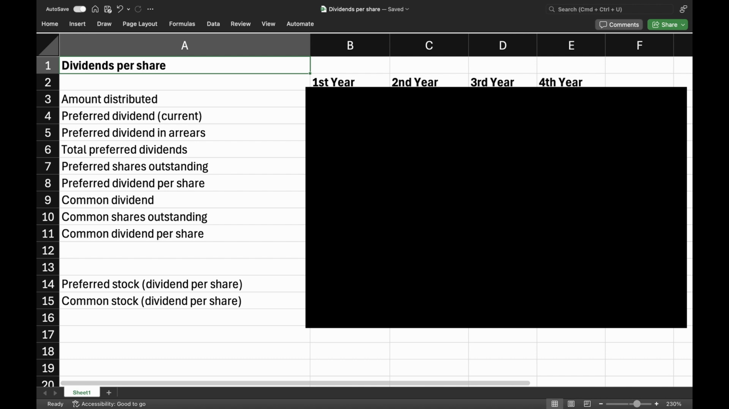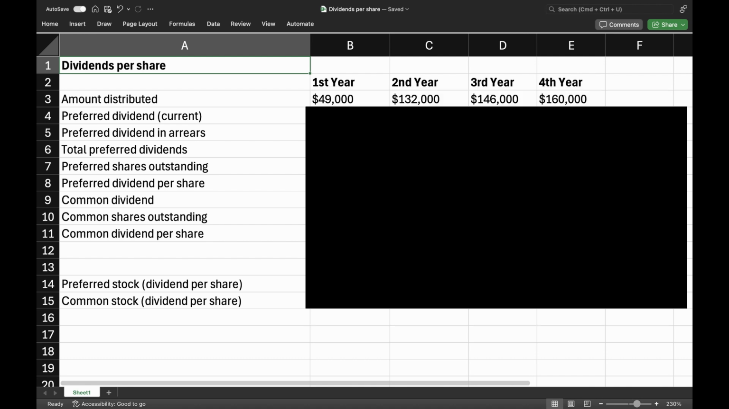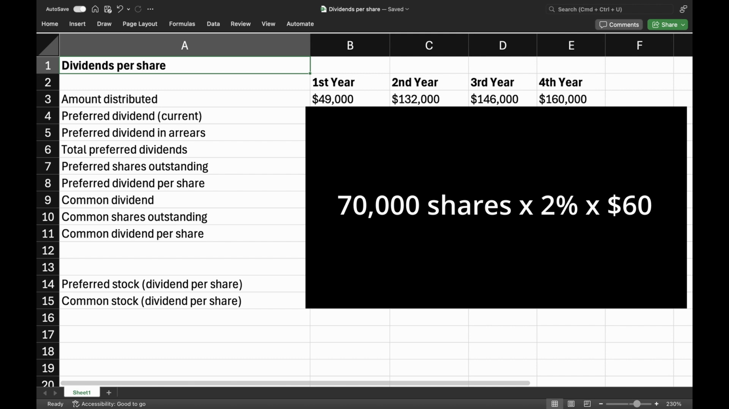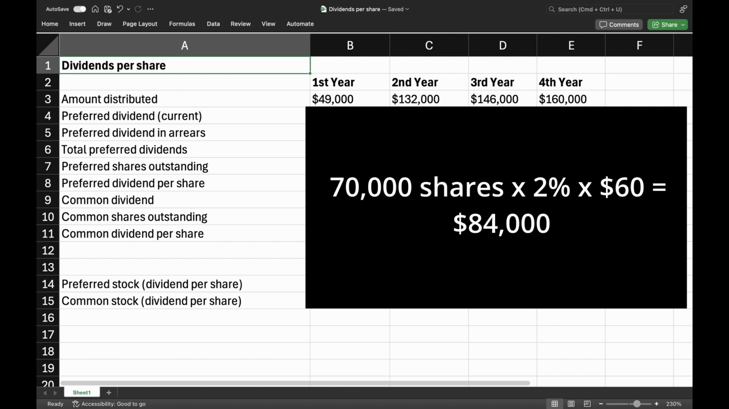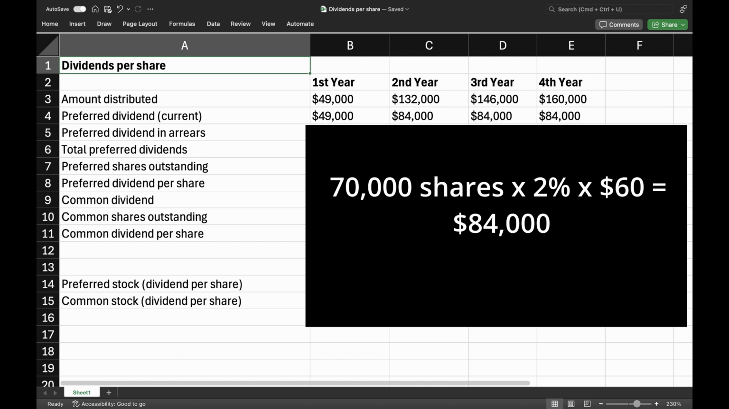So first we are going to figure out the preferred dividends per share. First we have the amount distributed each year: $49,000, $132,000, $147,000, and $160,000. Now we need to find the preferred dividend, or how much from the amount distributed goes to the preferred stock for that year. To calculate that, you must multiply 70,000 shares by 2% by $60, which comes out to $84,000 for the preferred dividend each year. So put $84,000 on years 2, 3, and 4.